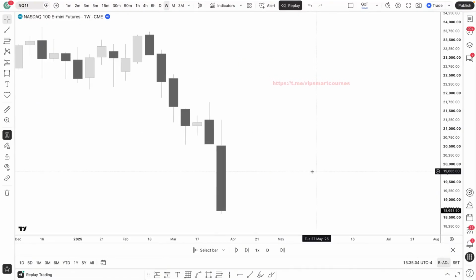So now let's go ahead and cover the GXT reversal sequence. This is where an aligned swing forms the high or low of the week within a reversal candle or a continuation expansion candle.